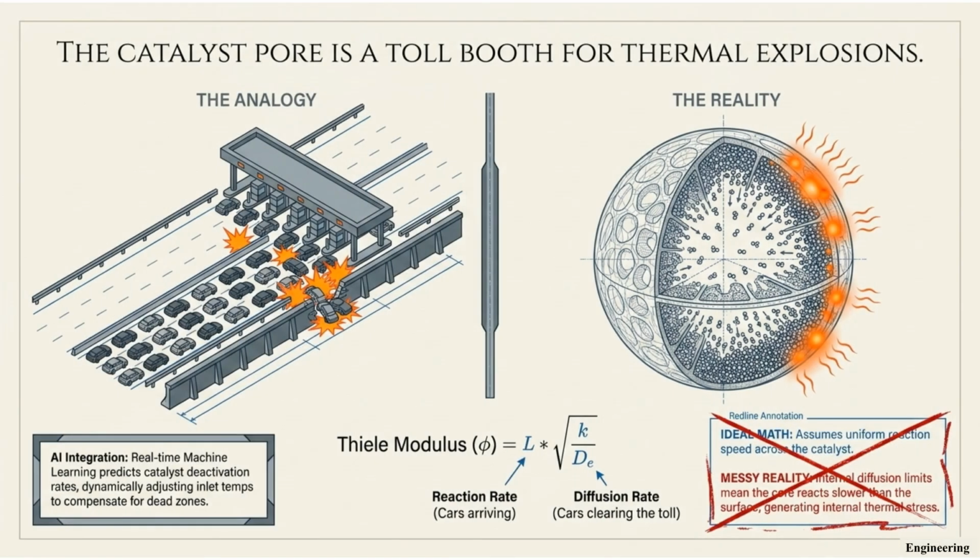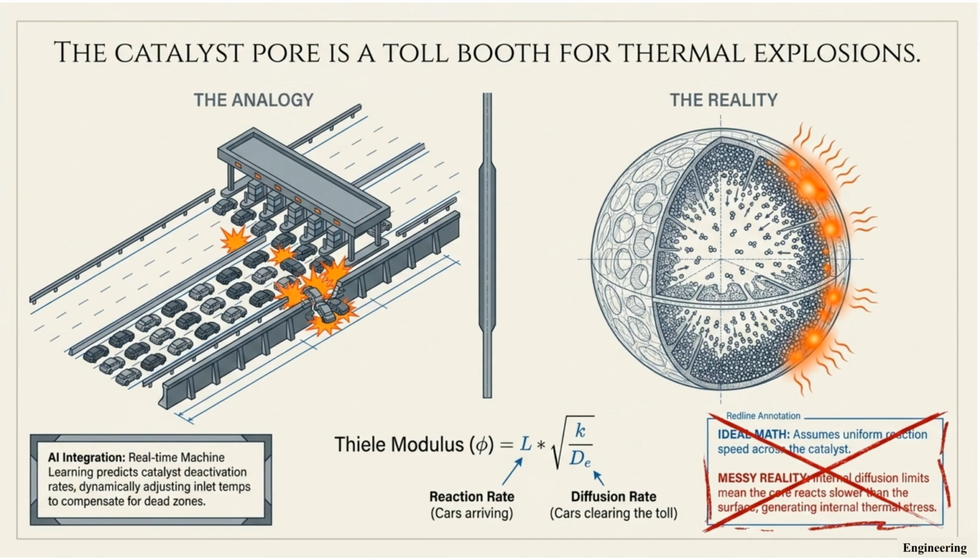Think of a catalyst pour as a toll booth. If cars arrive faster than they can clear, a traffic jam occurs. In a reactor, that translates to thermal stress. By calculating the Thiele modulus, we understand the balance between reaction and diffusion, allowing AI to dynamically adjust inlet temperatures to prevent hazardous dead zones.